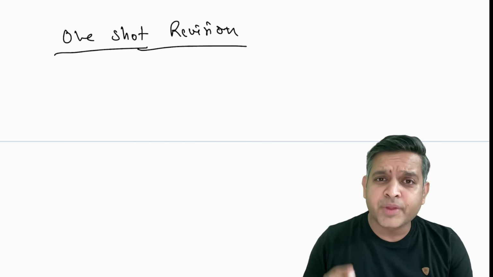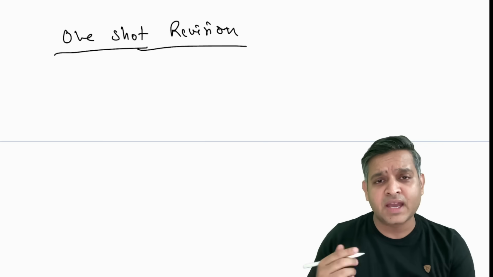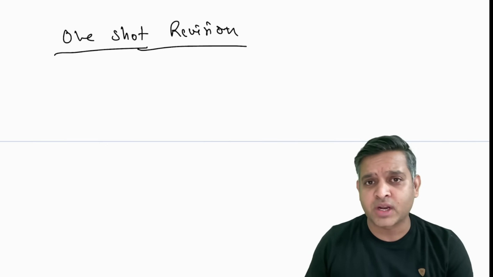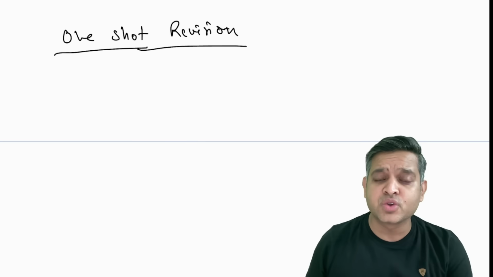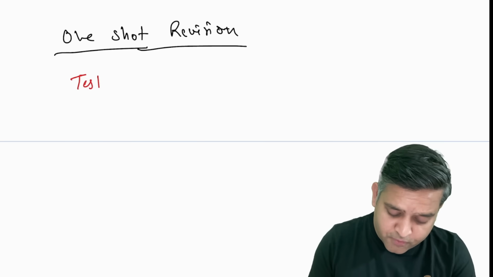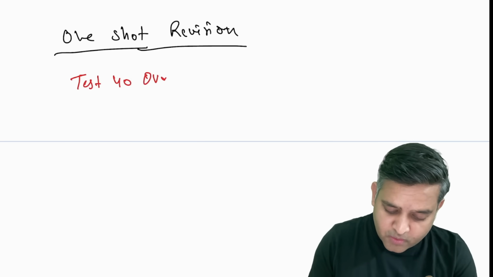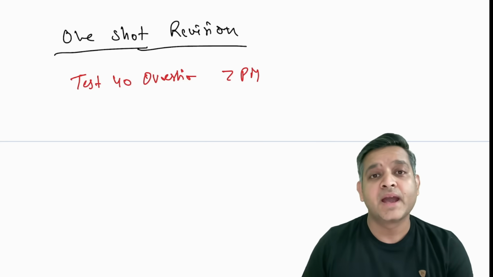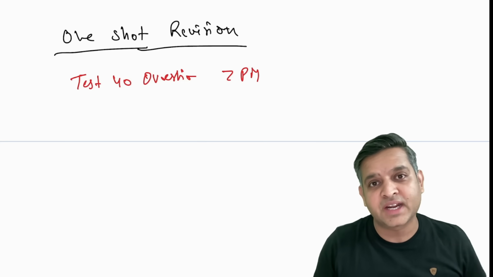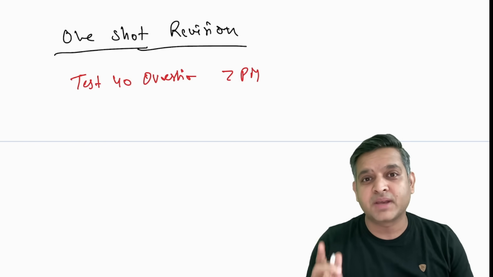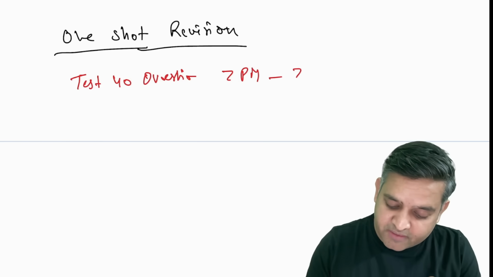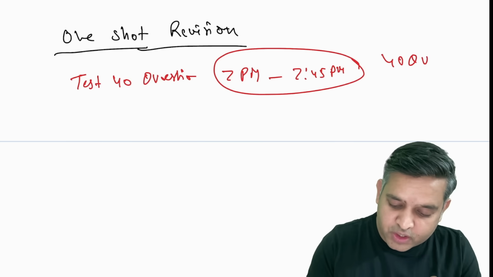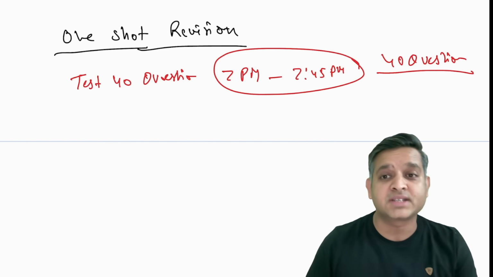Now, if you are associated with me in the OTO mentorship program or any other mentorship program that I have, I will be giving you one test of 40 questions daily at 7 p.m. And this will be based on the topics that we are covering. But please remember, this will be a live test, between 7 to 7:45 p.m. 40 questions in 45 minutes that you have to do.